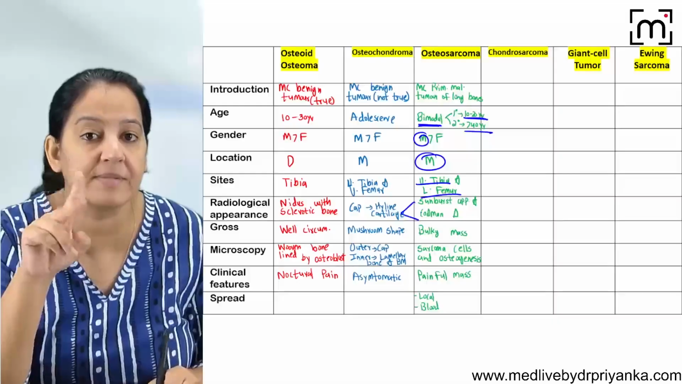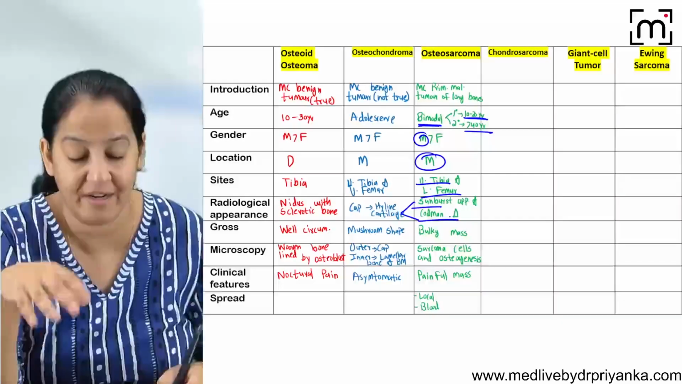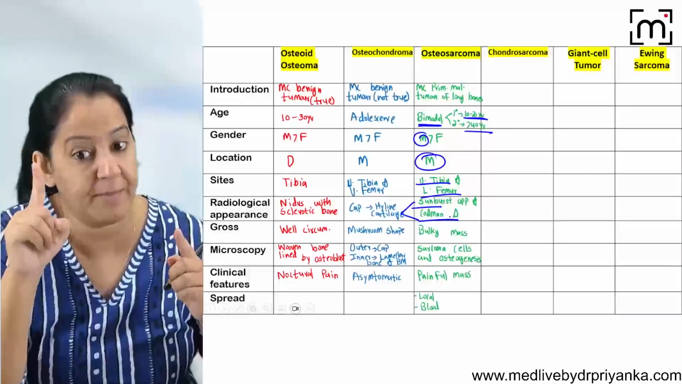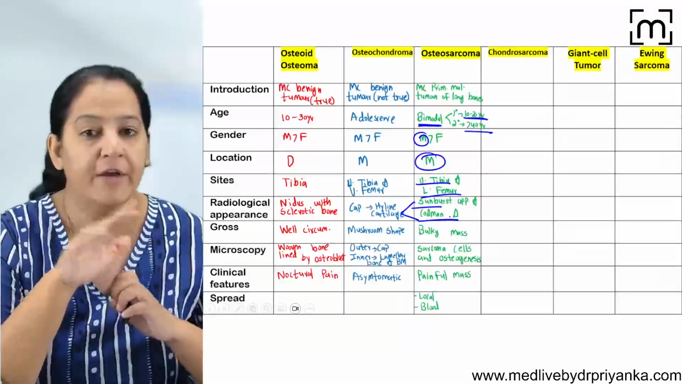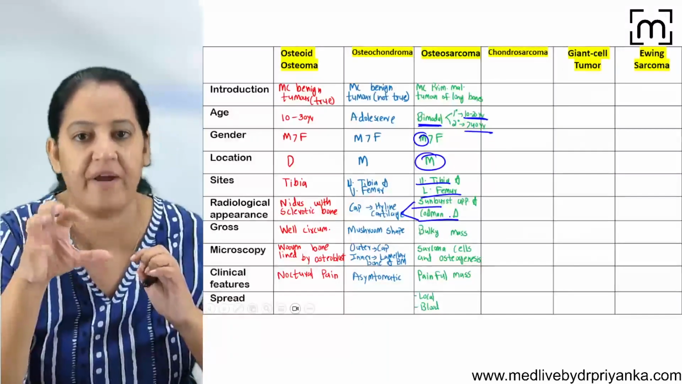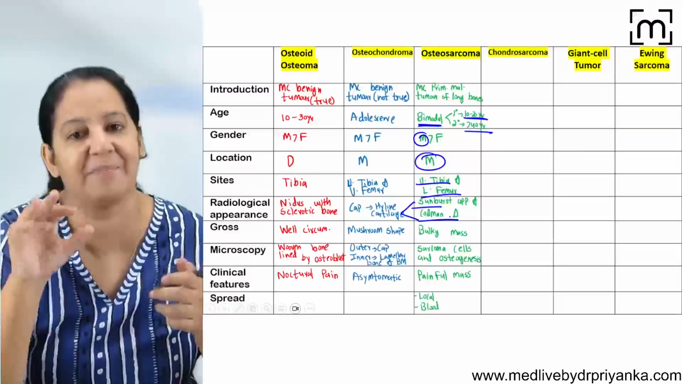Radiologically, two important appearances: sunburst appearance and Codman triangle. You should know the description. Why sunburst appearance? Why Codman triangle? And you should be able to draw it in your exam beautifully. You should be able to show the sunburst appearance of the tumor, show the Codman triangle, and describe why they appear.